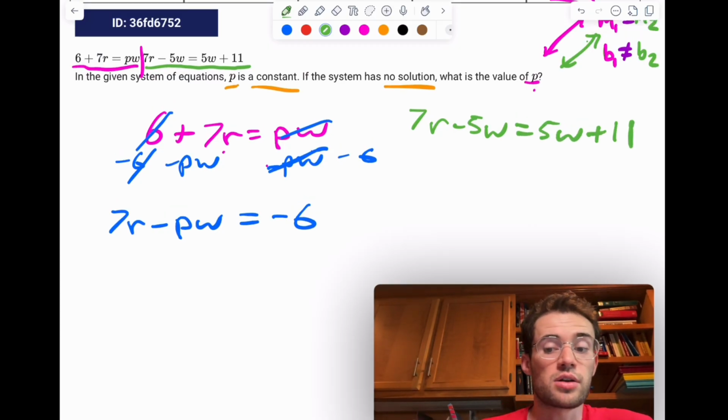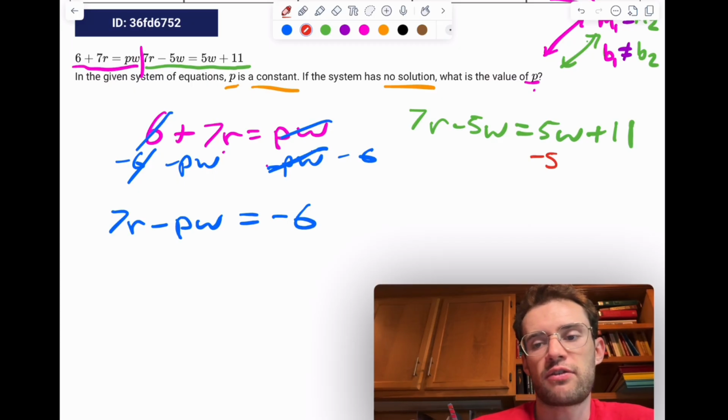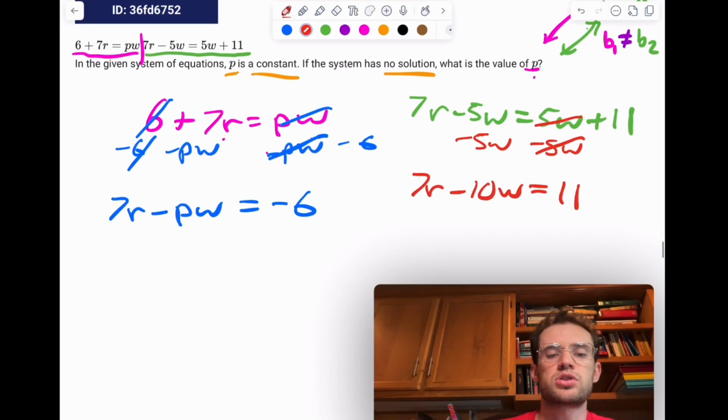We want to get our variables all together on the left side and just a constant on the right side. So we subtract 5w from both sides. Gets rid of this 5w over here. We get 7r minus 10w is equal to 11. All right, so those are our two equations.